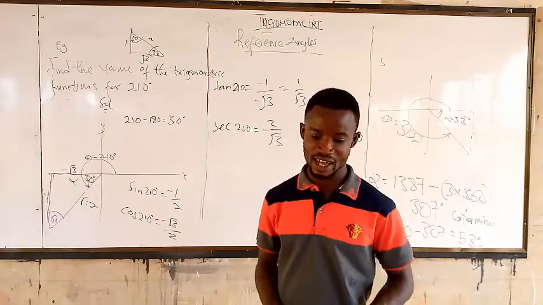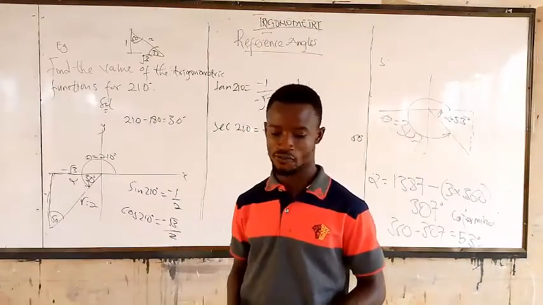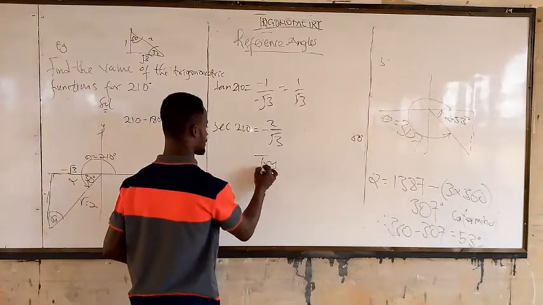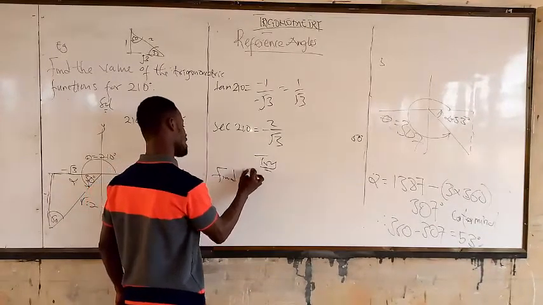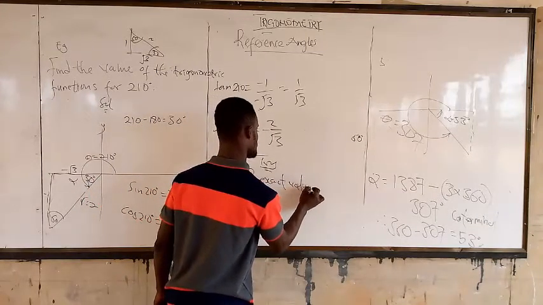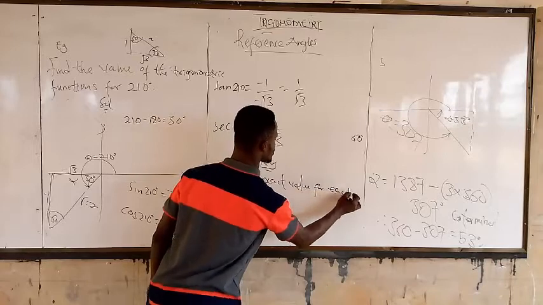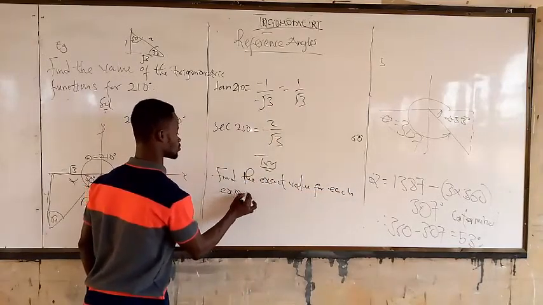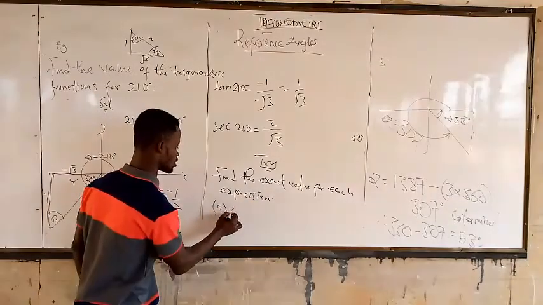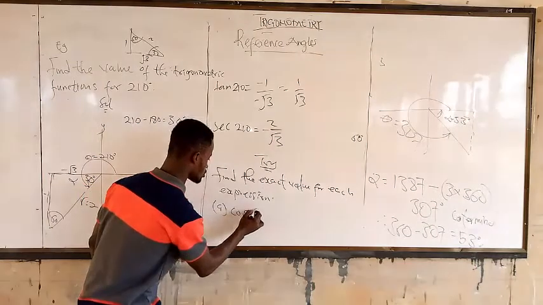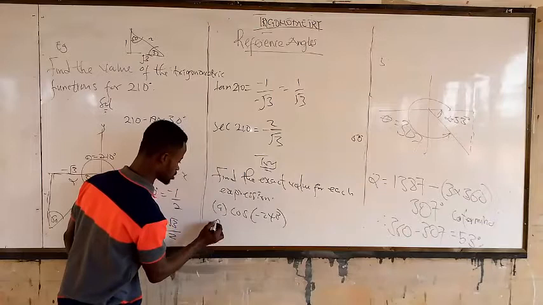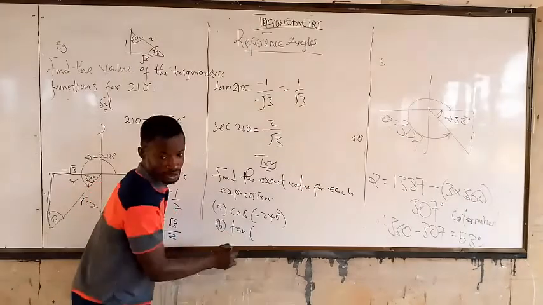Find the exact value of each expression. A, cos negative 240 degrees, B, tan.